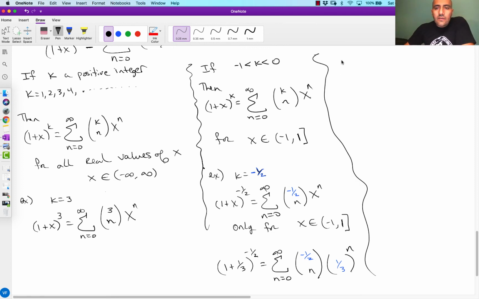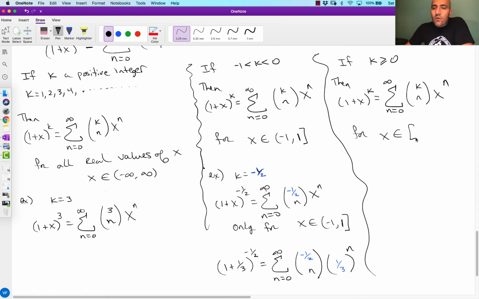Okay, so the other case we're going to think about is if k is just some positive value greater than or equal to 0, then in this case, 1 plus x to the power of k is going to be equal to this Taylor representation, the sum of k choose n times x to the nth power, and this is going to be valid for x being an element of the set from negative 1 to 1. So these two are almost identical, the only difference being that here we want to include this negative 1, right? We put a bracket there, we include the negative 1, and in this case we don't include the negative 1. That's all. So there's one extra little case where this is valid.